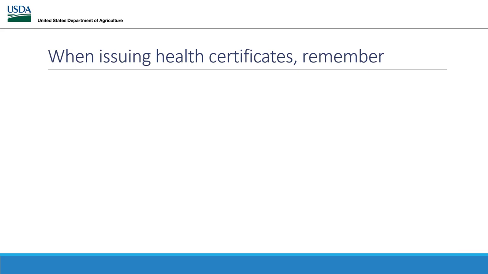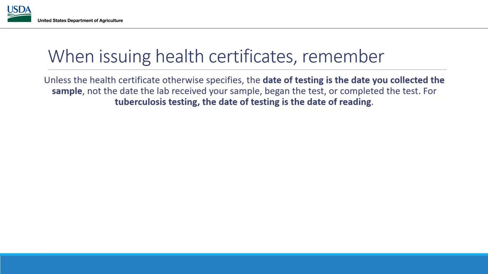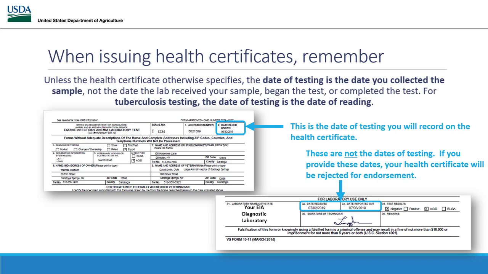Another commonly seen mistake accredited veterinarians make when issuing health certificates is the date of testing. Unless the health certificate otherwise specifies, the date of testing is the date you collected the sample, not the day your laboratory received the sample, began the test, or concluded the test. For tuberculosis testing, the date of testing is the date the injection site was read, not the date the animal was injected. In this equine example here, the date to record in the health certificate for the required equine infectious anemia testing is the date the blood sample was drawn, not the dates the laboratory documented as having received the sample or reported the test result.